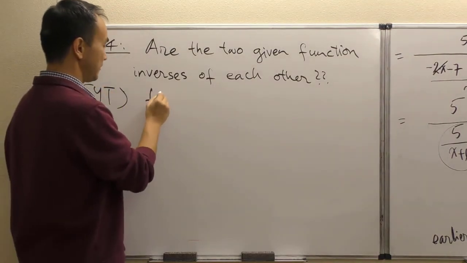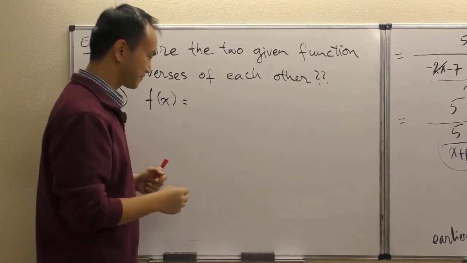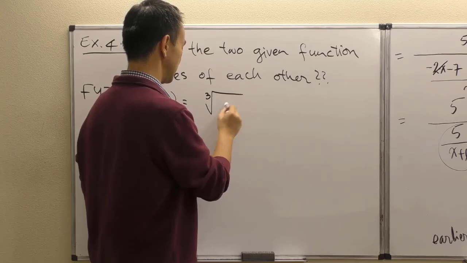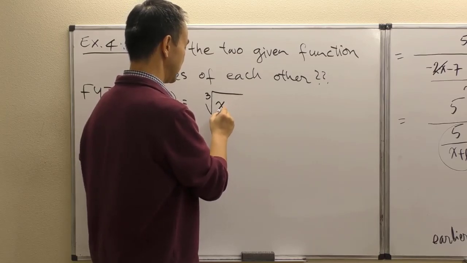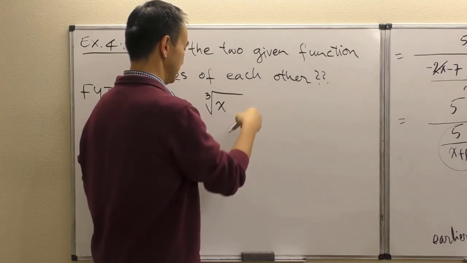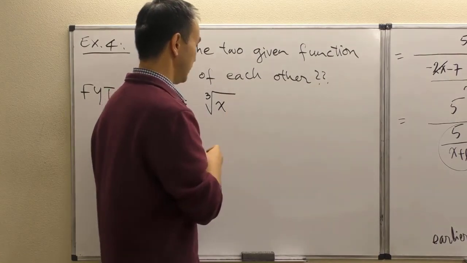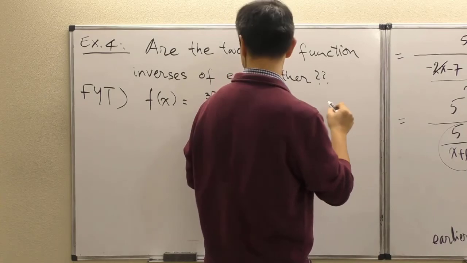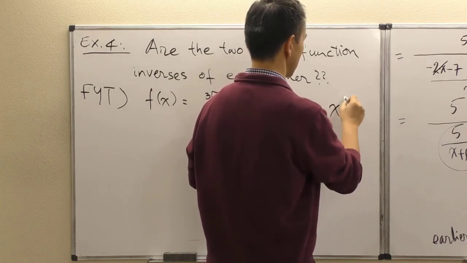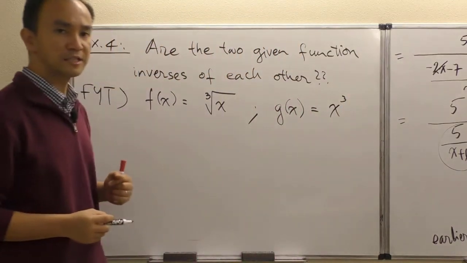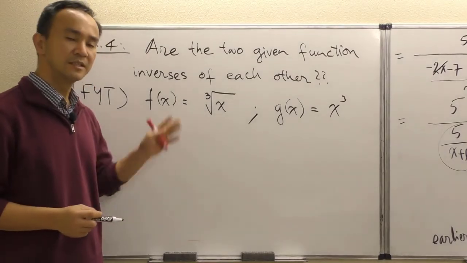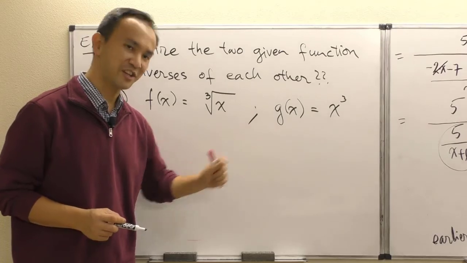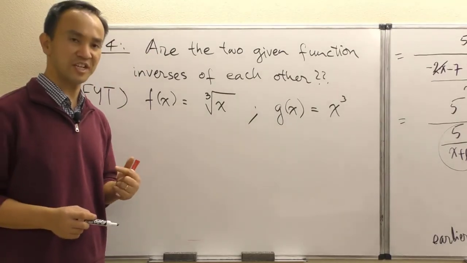So here we go. f of x equals cube root of x and g of x equals x cubed. Okay, are these two functions inverses of each other? So go ahead and spend your time finding out, do that checking work, and then find out if they are inverses of each other.